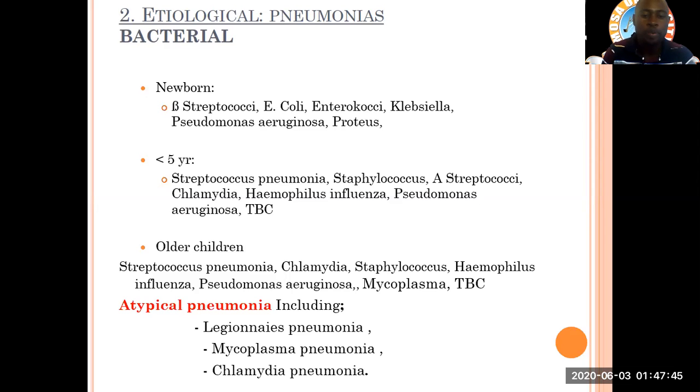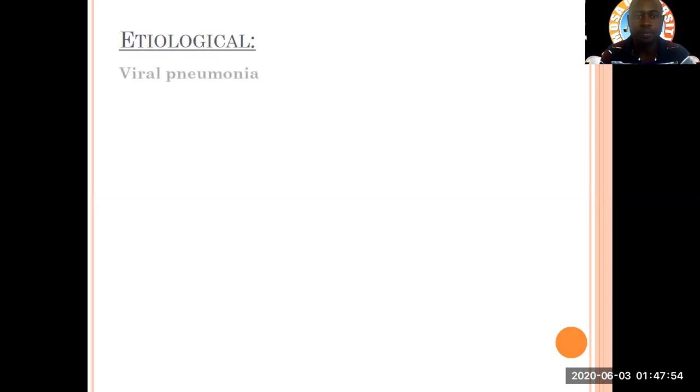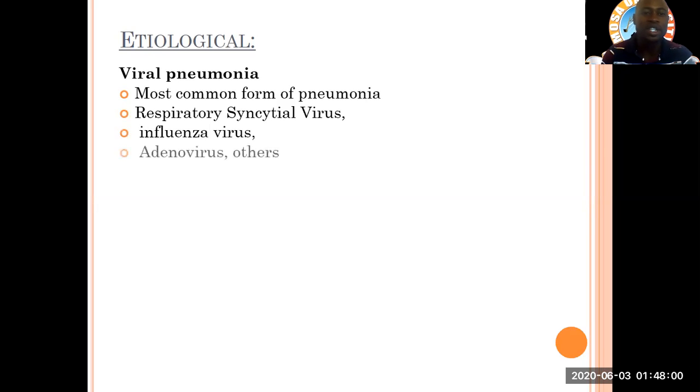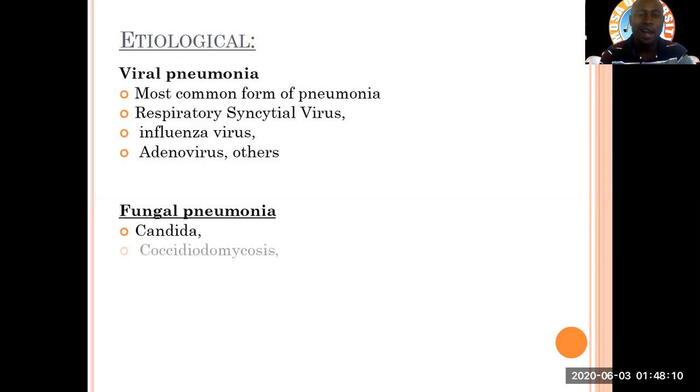Atypical pneumonias include Legionnaires pneumonia, Mycoplasma pneumonia, and Chlamydia pneumonia. When you look at the viral causes of pneumonia, which is the most common form of pneumonia, we look at things like respiratory syncytial virus, RSV, influenza virus, adenovirus, and all other common viruses that are present.